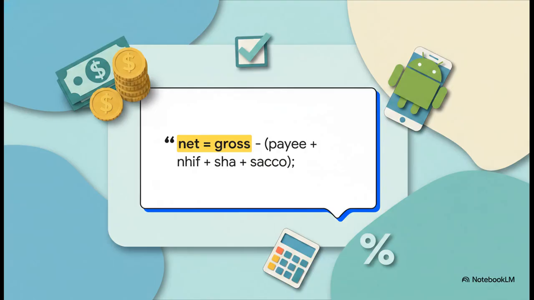Similarly, the salary deduction problem is highly tested. You have to know exactly how to declare your variables, calculate percentage taxes like a 15% payee deduction, and then subtract all those deductions from the gross pay to find the net salary. If you can confidently write out this math logic in Java, you are guaranteed easy marks.